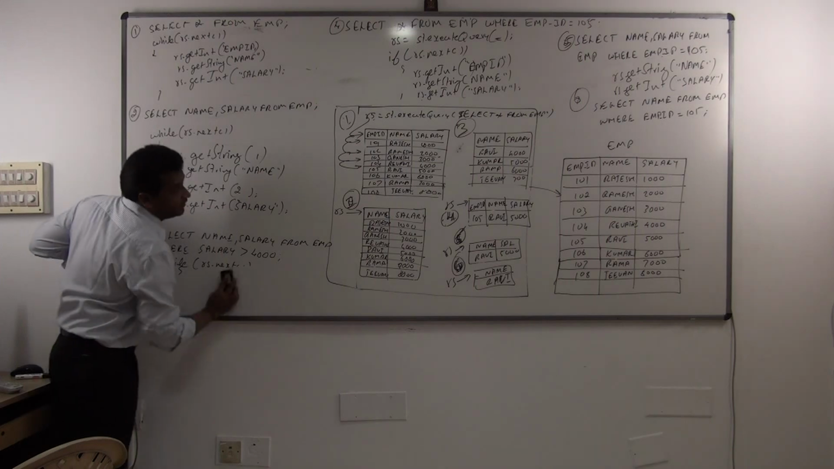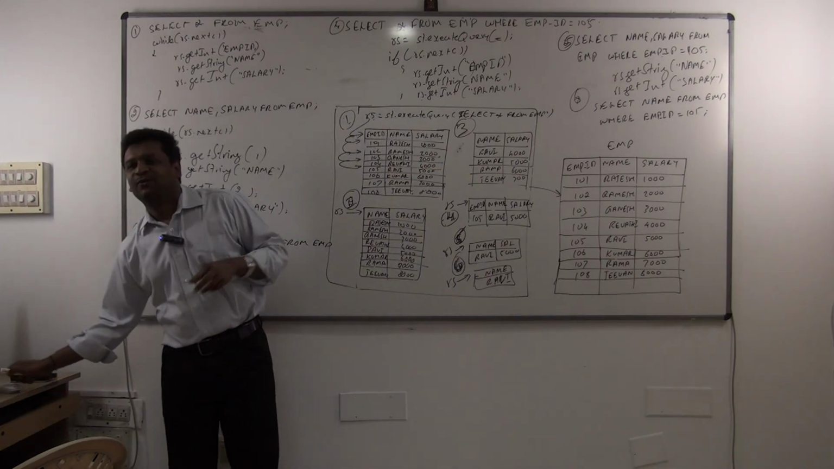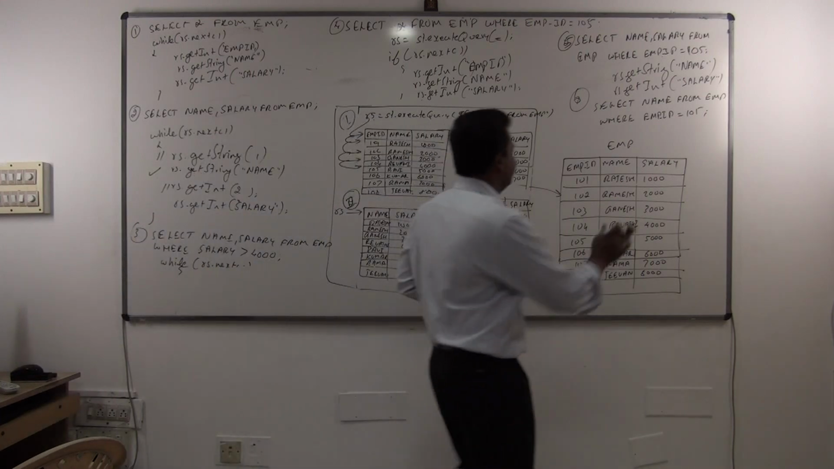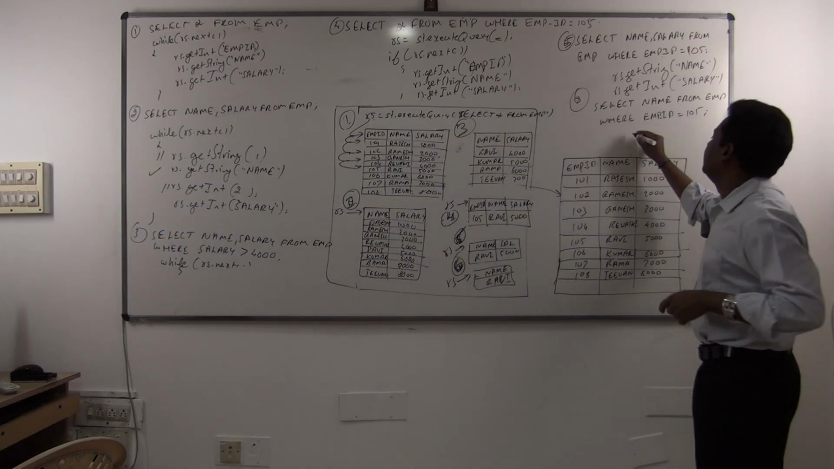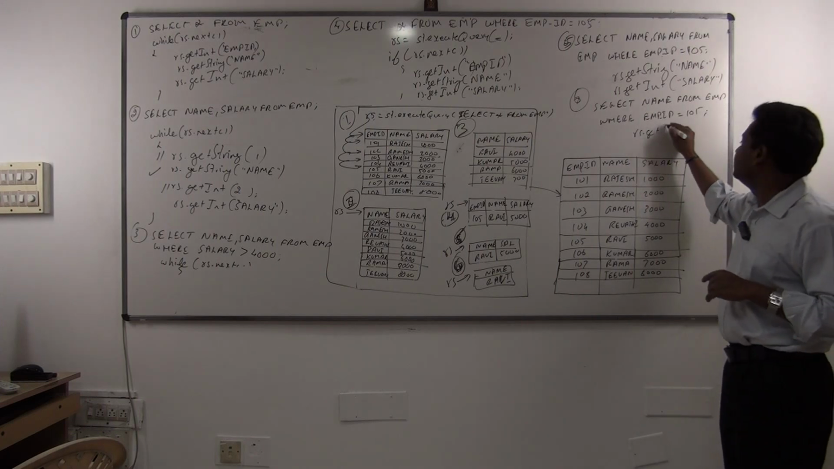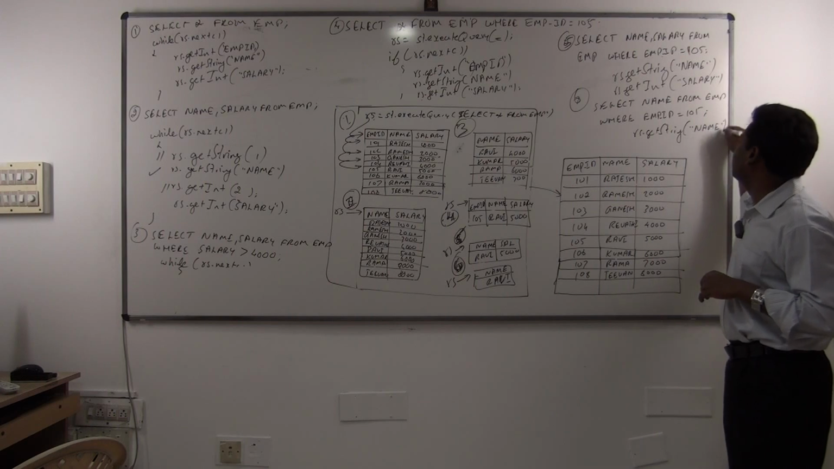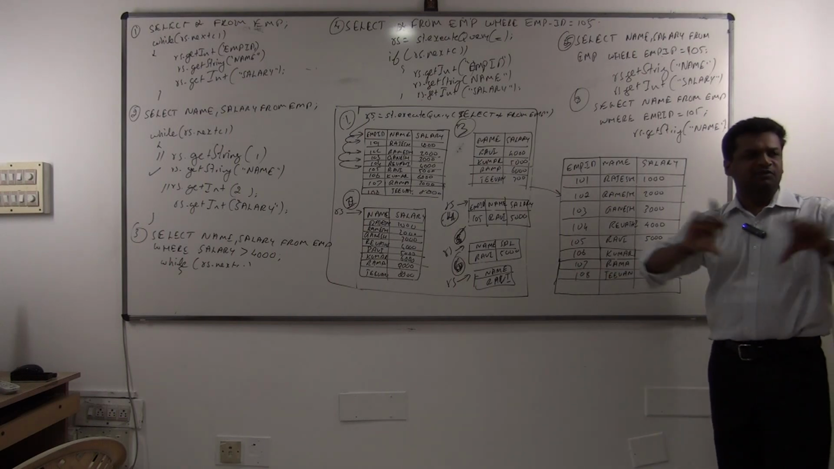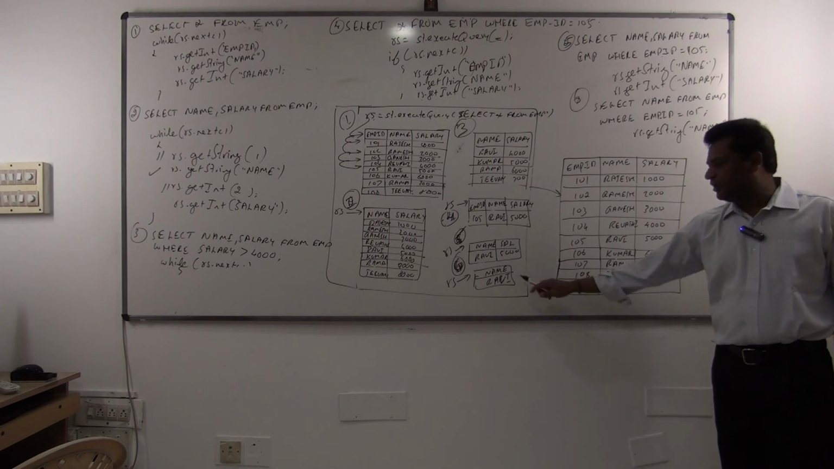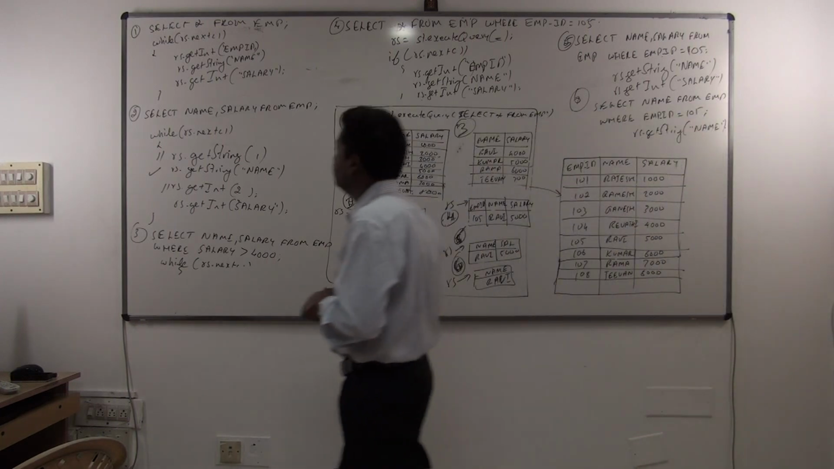And here, how will you retrieve the value? Only one value you will get. What will you do? If array start next, you say get string of name. Only one value you'll get, not even a record, one value. Record means full row. Understood? Here you'll get only one value. Done? Okay.